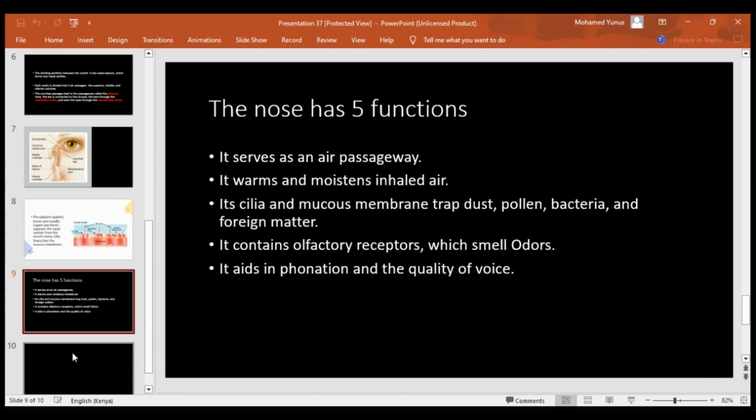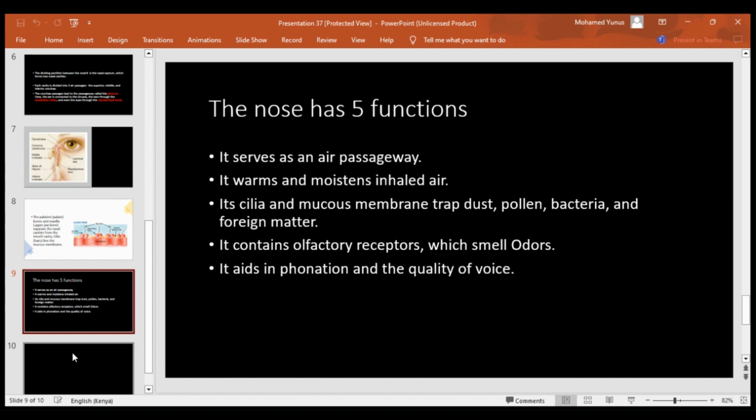It also contains the olfactory receptors. The olfactory receptors are what make us know that this is the smell of a certain thing. This is a nice smell. This is a bad smell. This is the smell of food. This is the smell of a chemical. All those things that you are able to smell, you smell because of the olfactory receptors.